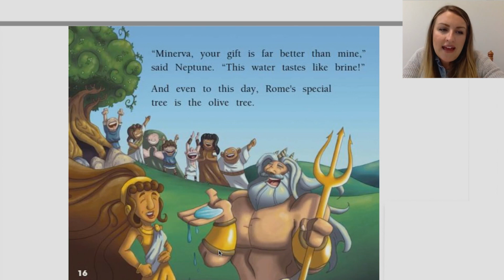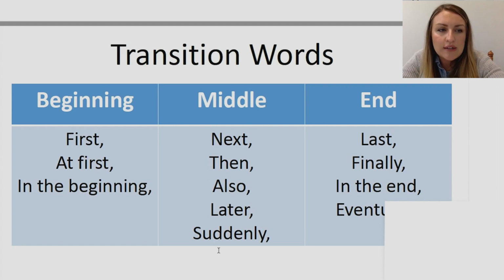Well, when we retell or rewrite events in the story, sometimes we will use transition words. These words are helpful to get the reader to keep track of these events. Here are some transition words we might say if we retell the myth. These are the same from yesterday: beginning, first, in the beginning, middle, next, then, also, later, suddenly, end, last, finally, in the end, or eventually.